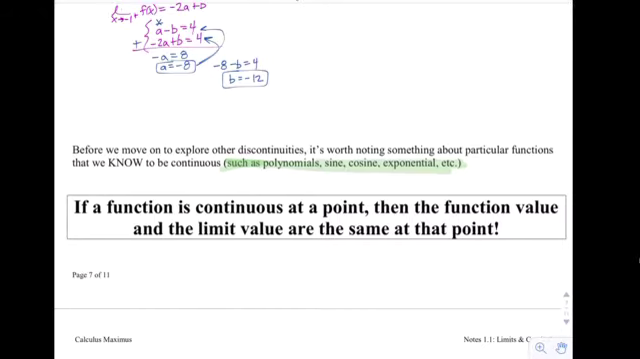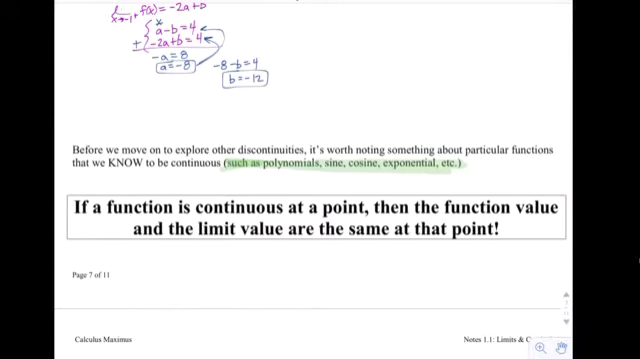And you have a lot of experience with particular functions from Algebra 1 and 2, and you know where, in fact, they're continuous, right? Polynomials, sine, cosine, and exponential are continuous where? Where are polynomial, sine, cosine, and exponential functions continuous? It's the same answer for each of them. All real numbers, right? All real numbers. There isn't a single x value where those functions are not continuous.